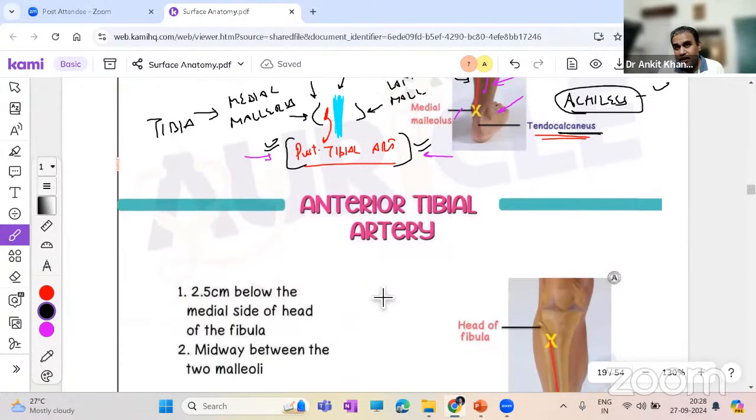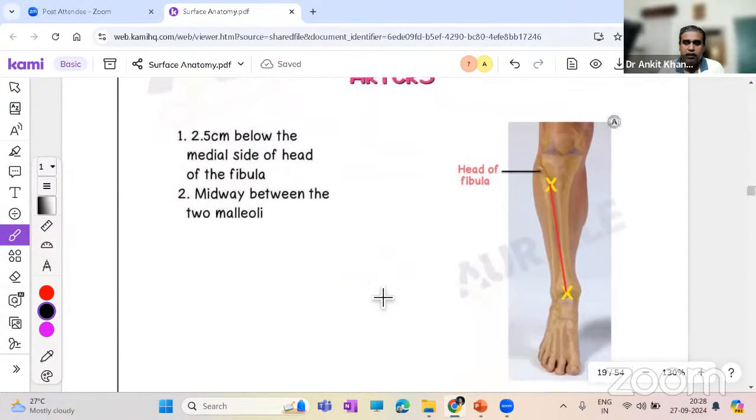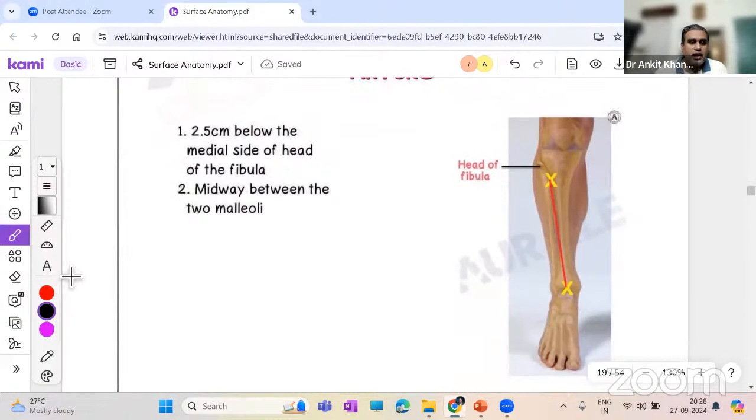Now let's see the anterior tibial artery. First we've seen the posterior, now the anterior. See, the anterior and posterior tibial arteries both are coming from where? Both are coming from the popliteal artery. So the beginning of both will be the same, because that is where the popliteal artery ended. The second point is the midway between the two malleoli, but anteriorly. It is the anterior tibial artery.